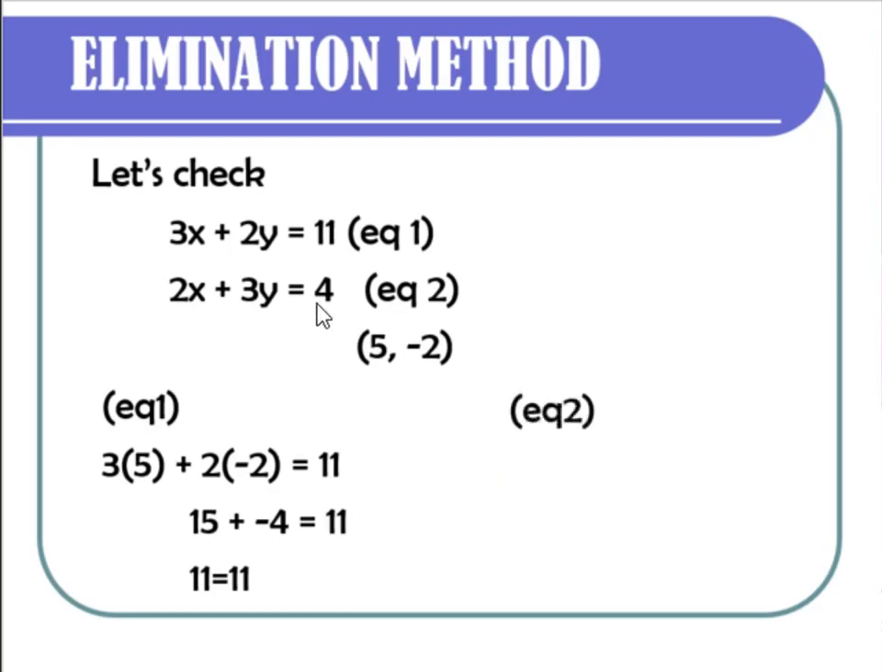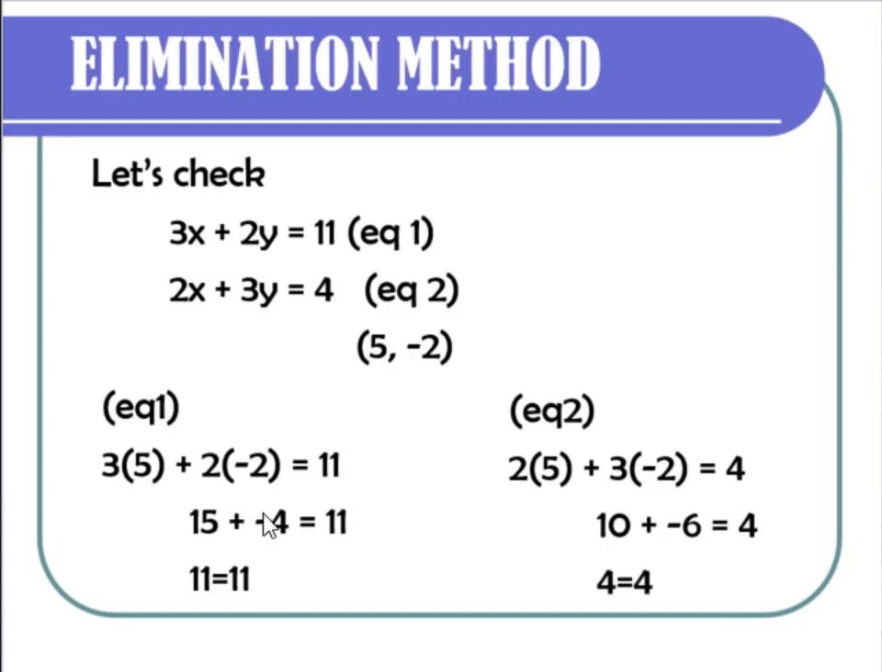2x plus 3y is equal to 4. So, substitute 5, negative 2 to equation 2. We'll have 2 times 5 plus 3 times negative 2 should be equal to 4. 2 times 5 is 10. 3 times negative 2 is negative 6. So, 10 plus negative 6 will be equal to 4. And 4 is really equal to 4. 5, negative 2 is a solution to equation 1. It is also a solution to equation 2. Therefore, it is a solution to the system of linear equation we have in our given.